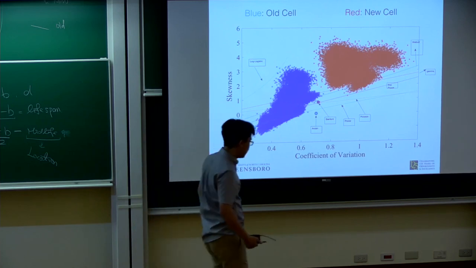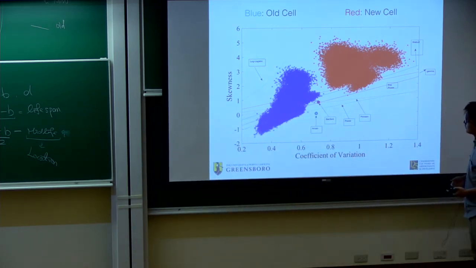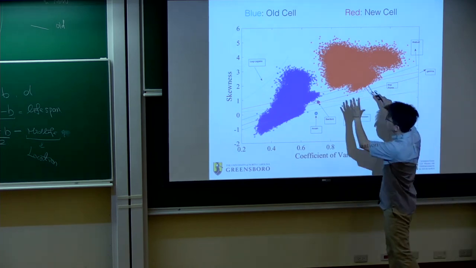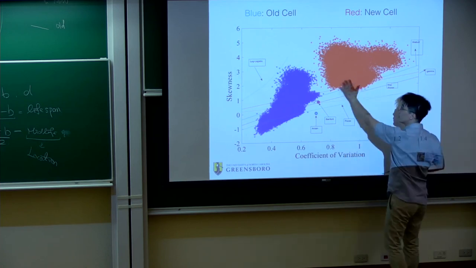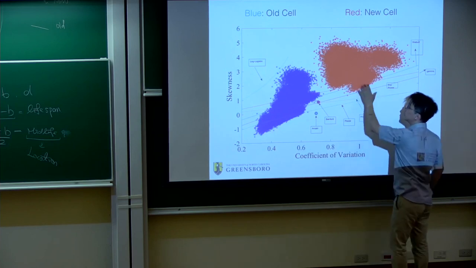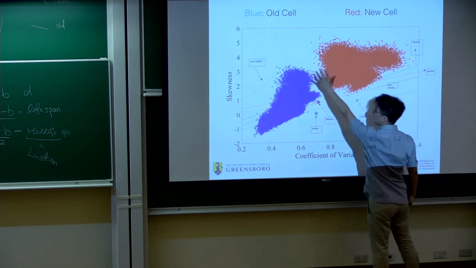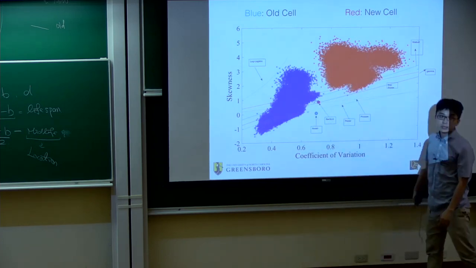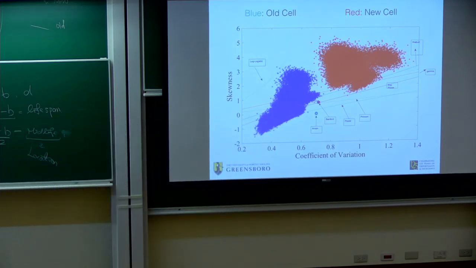Another thing my colleague brought up is that it will be interesting to see, because this is really a continuum process, this is a new cell, this is the old cell. Perhaps if we have enough data, we might be able to see the red region migrate to the blue region. Okay, good.